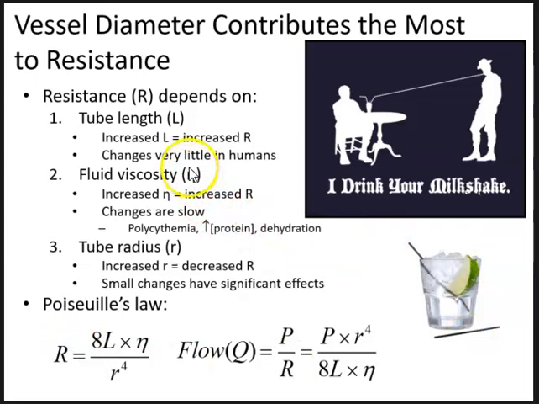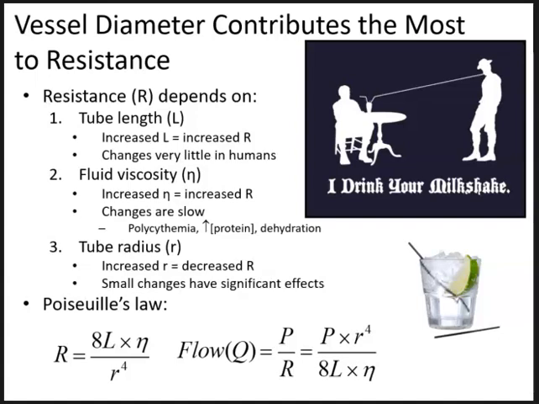Now, tube length changes very little in humans. Once we become adults, the length of our tubes doesn't really change too much. So it doesn't have too much of an effect in terms of resistance. Fluid viscosity changes are slow.